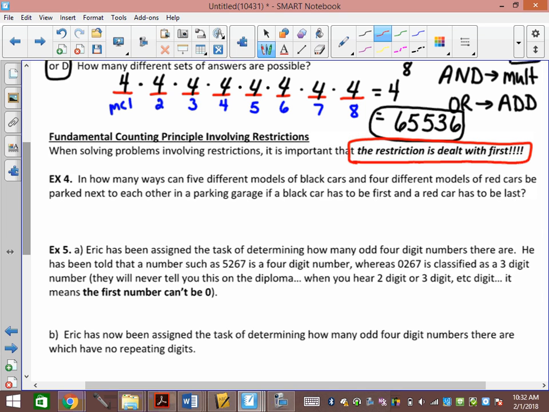So on that question, if I said multiple choice 1 had to be A, I would have to put a 1 in that blank, because that's all the options there are for that one, and then I could do the rest. But I have to deal with the restriction first. Okay? So let's look at the first one. Example 4.